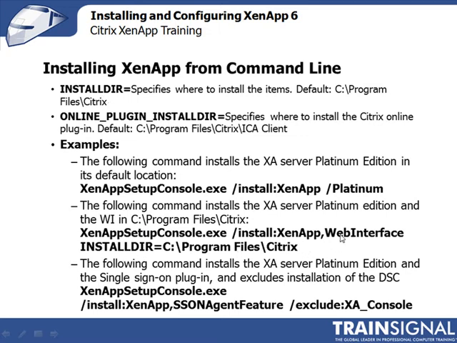The one thing to notice here is when you want to install more items, you just use a comma to basically say, okay, I'm installing XenApp and I'm also installing web interface, and this is the directory where I want to install them. And down here, you're also installing XenApp and the single sign-on agent, but you're excluding the XenApp console installation. So in this case, you don't want to install the delivery services console onto the server. So now let's go ahead and switch back to the demonstration and go through some of these examples.